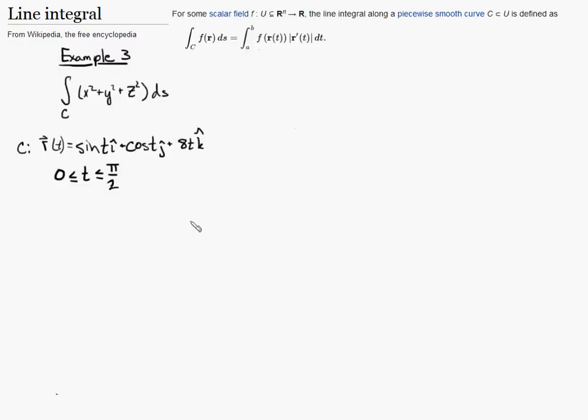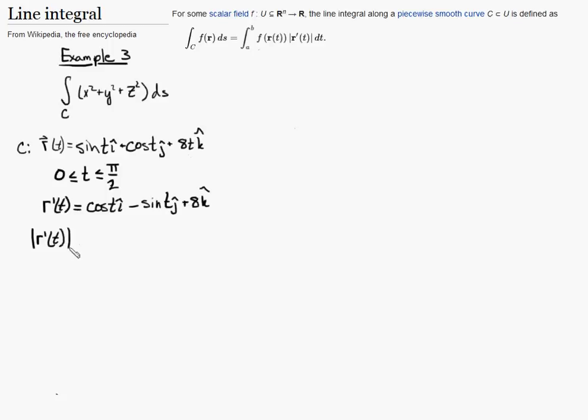Alright, this is another example of how to do a line integral. So we have our line integral here in this form, which we can't readily evaluate, so we need to put it into this form here, and to do that we need the magnitude of r prime, and we need to find r prime of t. So we just take the derivative of our function here, and we get cosine of t i hat minus sine of t j hat plus 8 k hat. And then we need to take the magnitude of that, basically using the distance formula.